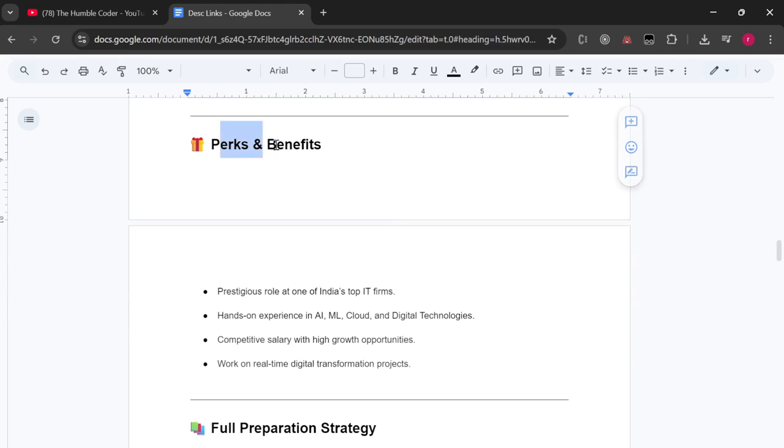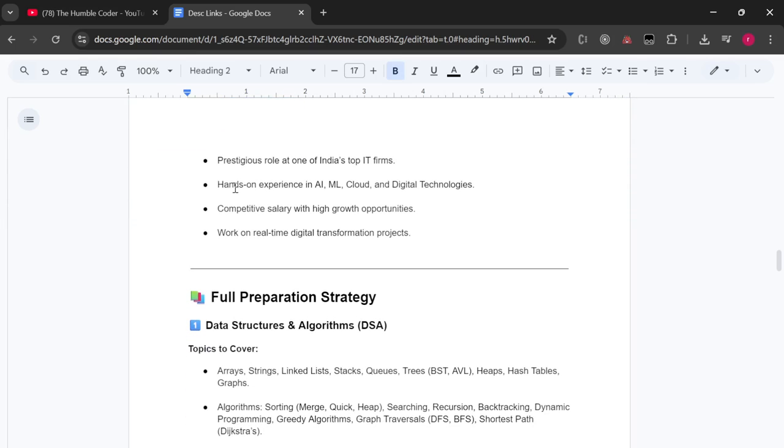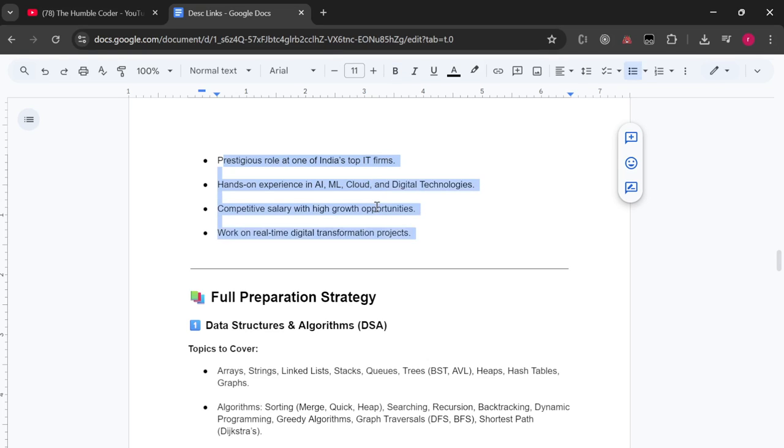Let's understand the perks and benefits, okay, that you are going to get from these roles. You are going to get a prestigious role at one of India's top IT firms, hands-on experience in AI, ML, cloud and digital technologies, a competitive salary with high growth opportunities, and work on real-time digital transformation projects.